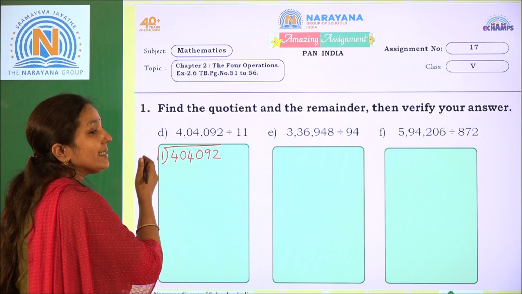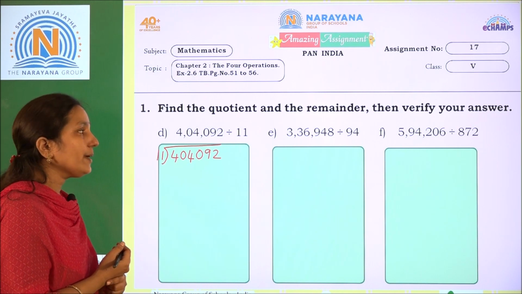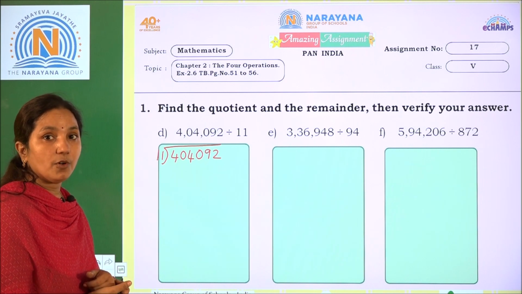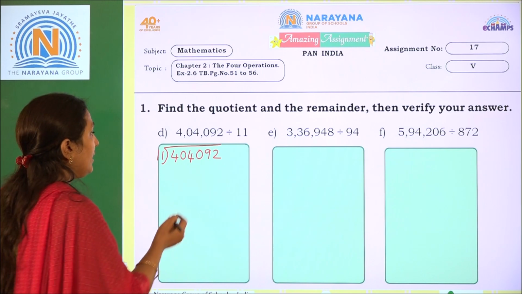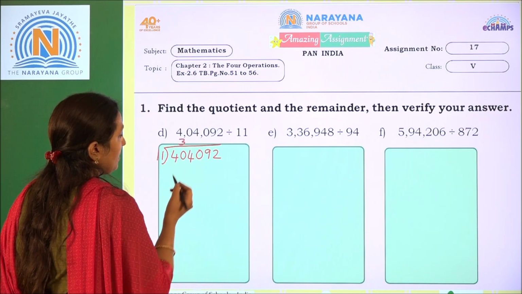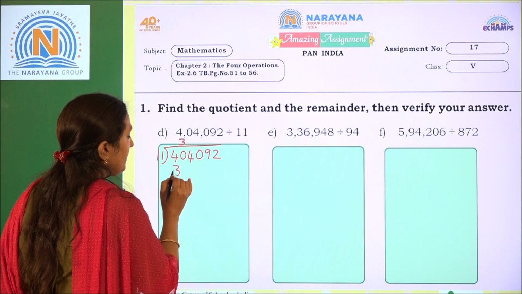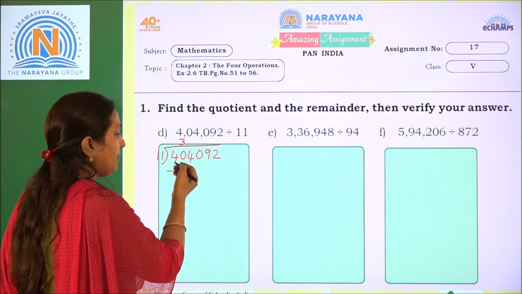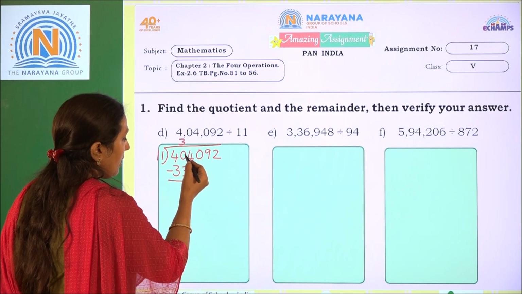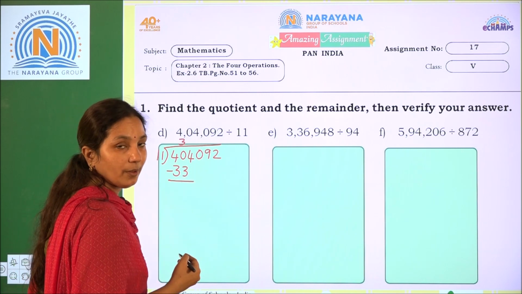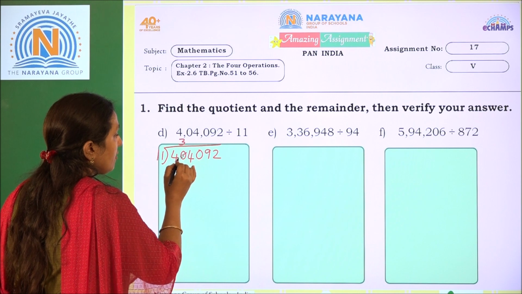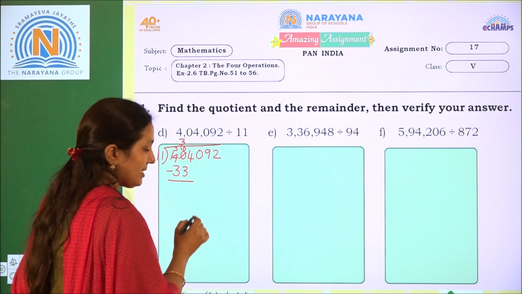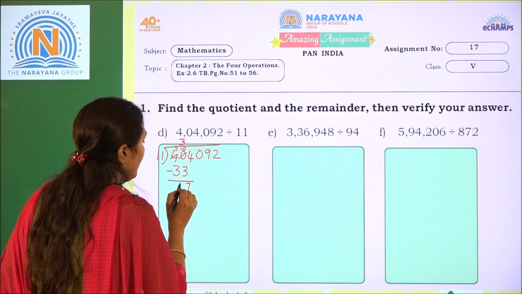So 40. 40 is greater than 11. So approximately how many times will 11 go into 40? How many 11s in 40? Approximately we can take 3 times. So 3 11s are 33. Now we have to subtract. First we identify, then we multiply. Now we are subtracting. Can we subtract 0 minus 3? No. So we have to take regrouping. This 0 will become 10 and this 4 will become 3. So 10 minus 3 is 7 and 3 minus 3 is 0.